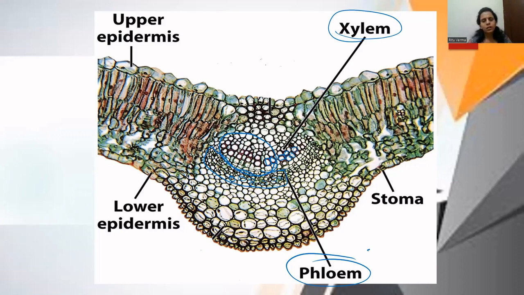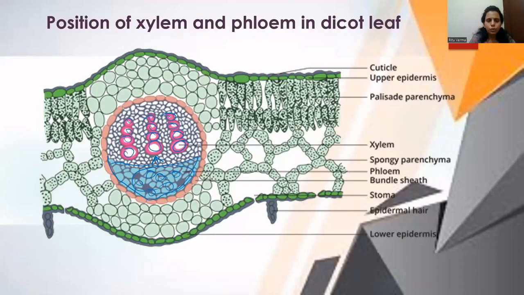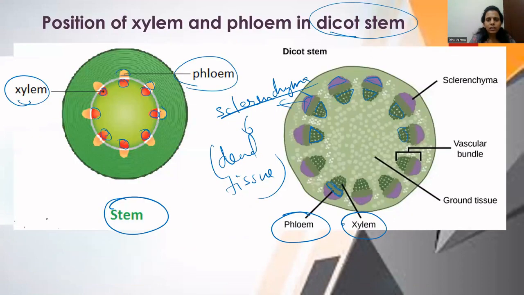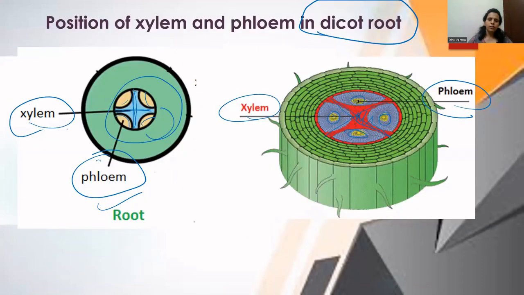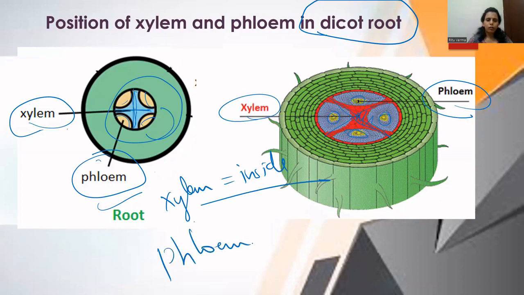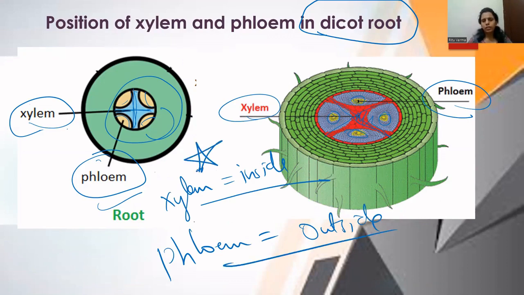In this video, we have learned about the location or the position of xylem and phloem vessels in the dicot root, stem and leaf. One very important point to note is that in all three cases, that is root, stem and leaf, xylem is always present inside and phloem is always present outside. Remember, this is a very important exam tip.